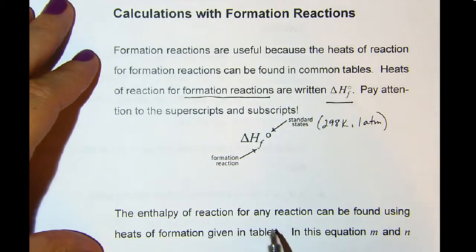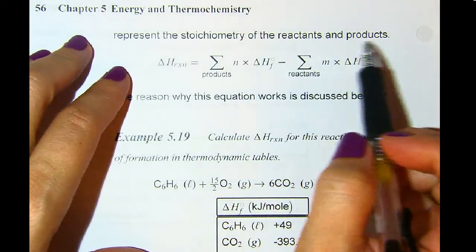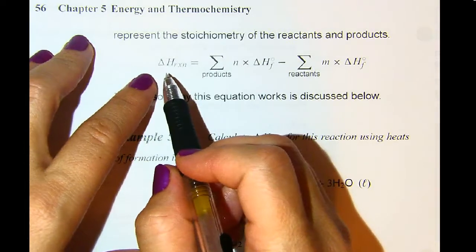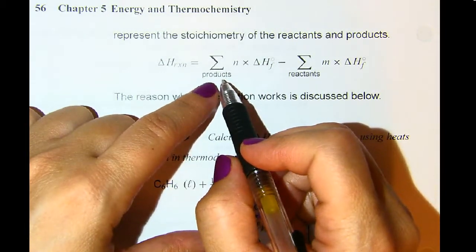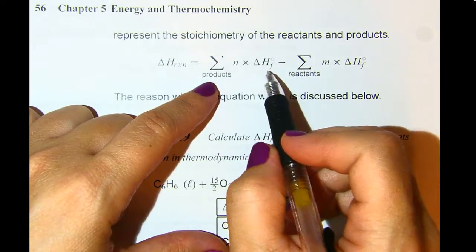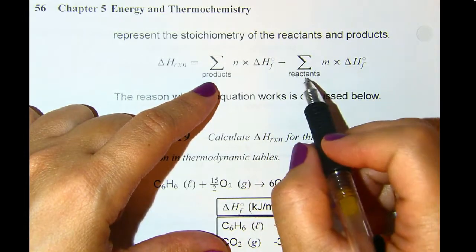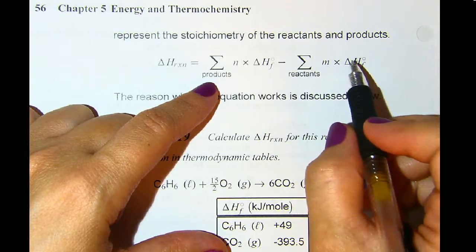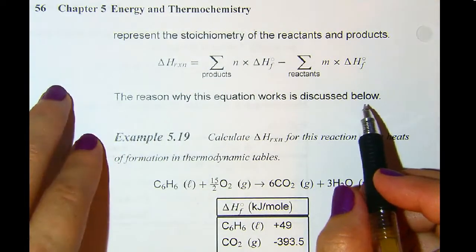The enthalpy of reaction for any reaction can be found using heats of formation given in tables. In this equation, M and N represent the stoichiometry of the reactants and products. So you can find the delta H of a reaction when you take the sum of the coefficient times each product's formation delta H, minus the sum of the reactants' coefficients times their delta H of formations. The reason why this equation works is discussed below.